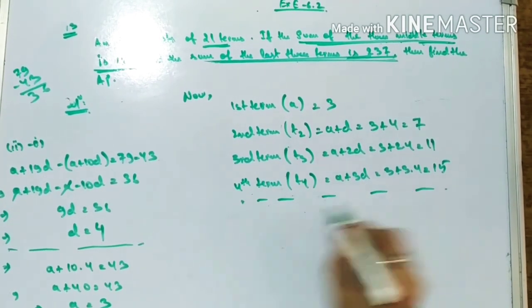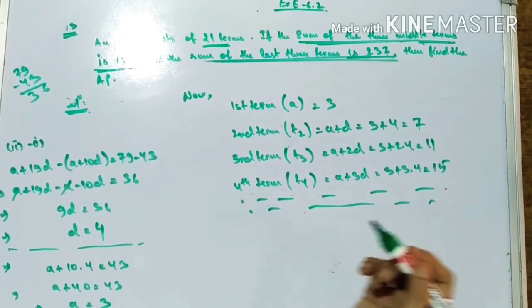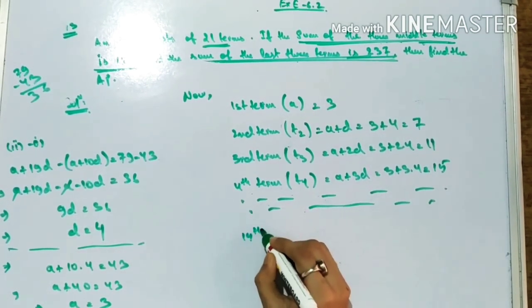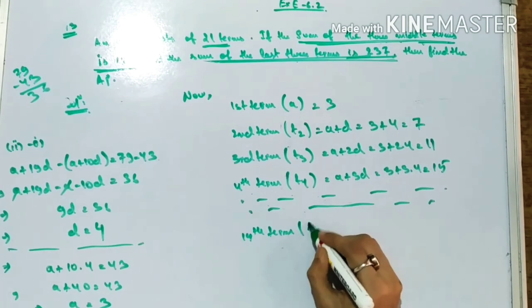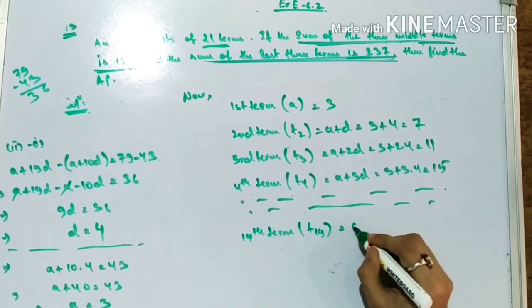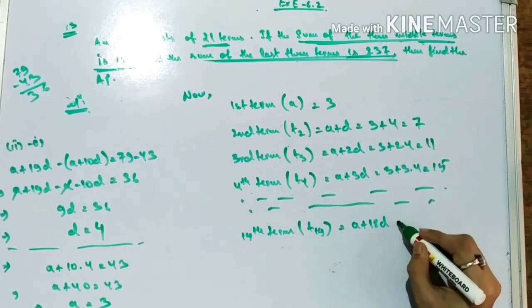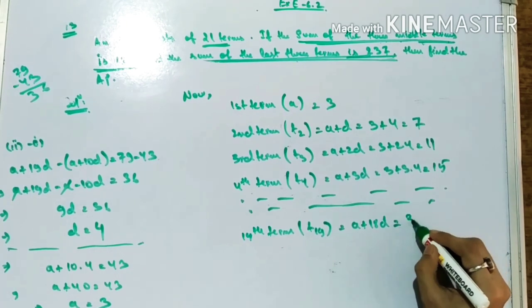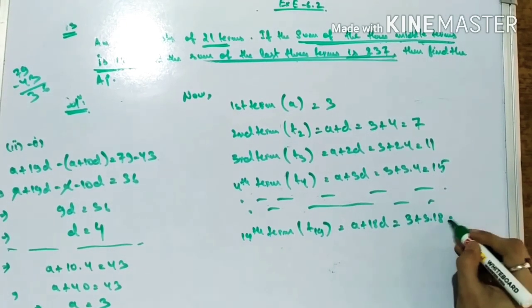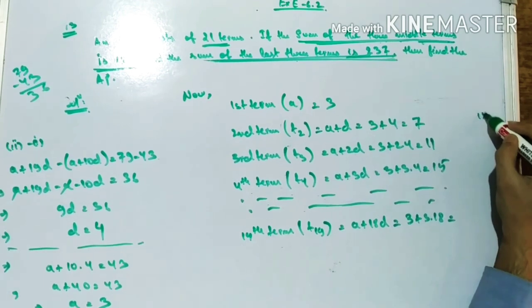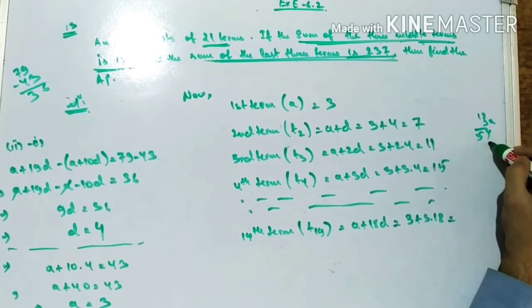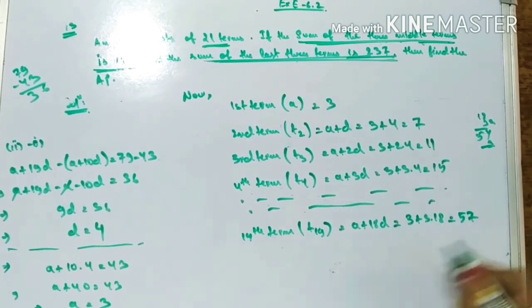Then you write dot dot, and then the last three terms, which are the 19th term, T19. T19 is equal to a plus 18d, which is 3 plus 3 into 18. Wait, d is 4, so 18 into 4 is 72, plus 3, I will get 75.